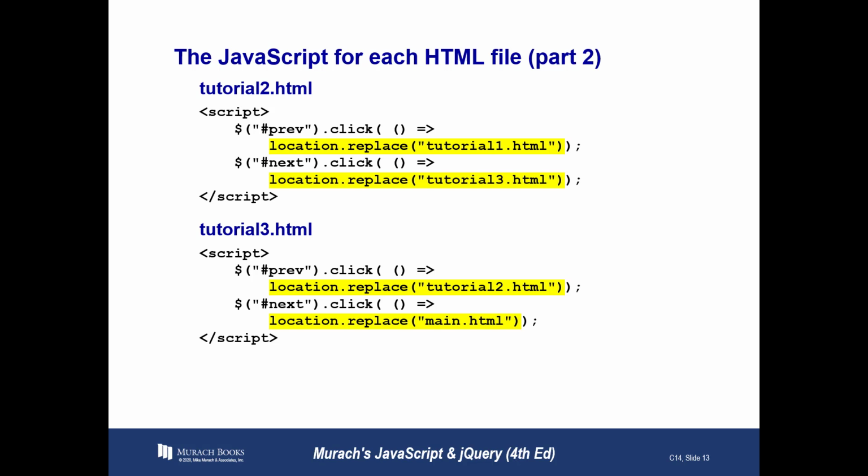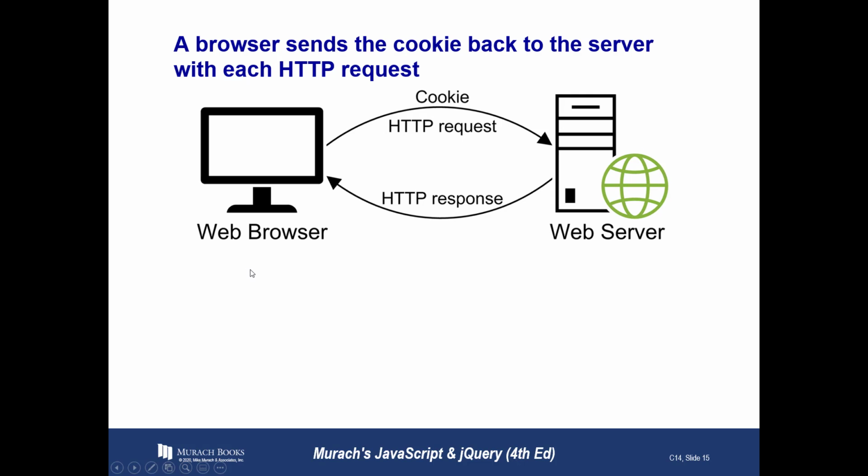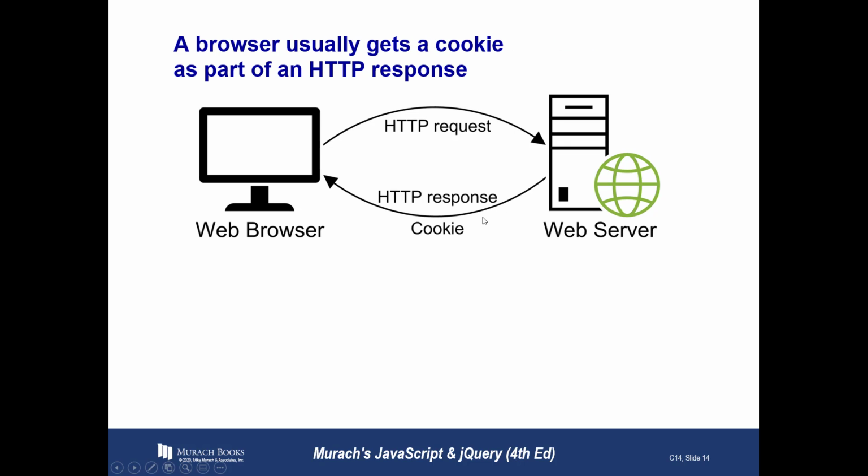And as you'd probably guess, again, this is not the only way to do this, probably one of the more straightforward ways of doing it. All right. A browser usually gets a cookie as part of an HTTP response. Cookies over the years have gotten a bad rap. Cookies are not executable files, they're text files. Typically, they have a size limit of about 4K, but they're text files that the server writes to the browser. All right. A browser, as it says, sends the cookie back to the server with each HTTP request. So the cookie, in a way, is making a round trip.